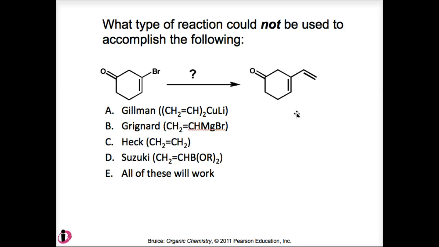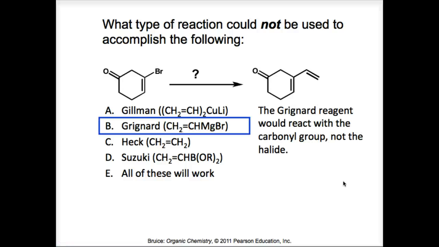Okay, here's number 9. What type of reaction could not be used to accomplish the following? Take a look at that. Okay, let's look at the next slide. The Grignard reagent is the one that could not be used. Gilman, Heck, Suzuki reactions always couple an aryl, benzyl, or vinyl halide with its particular reagent. The halogen, in this case bromine, is the leaving group.